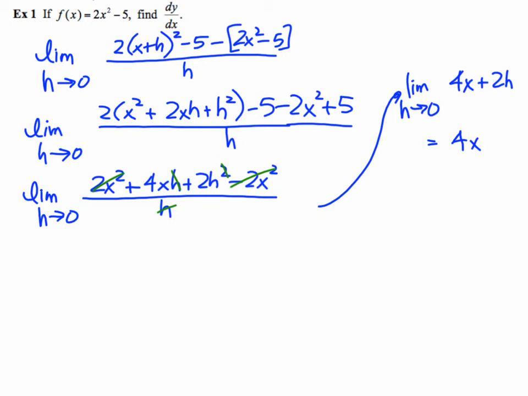And then the rest is basic algebra. You have to remember to FOIL. You have to remember to rainbow. You're going to cancel. And at the very end, h will approach 0. So as h approaches 0, the derivative of 2x squared minus 5 equals 4x.